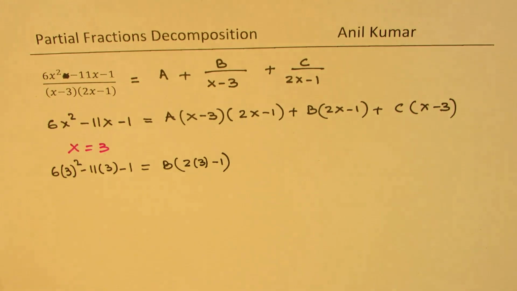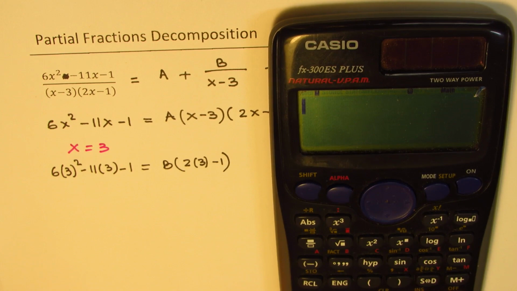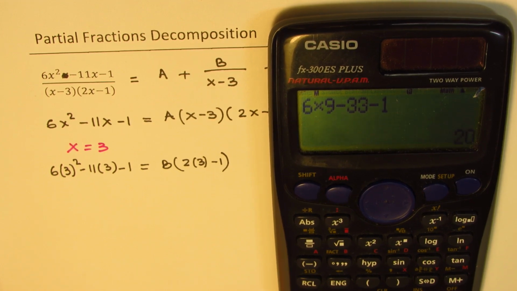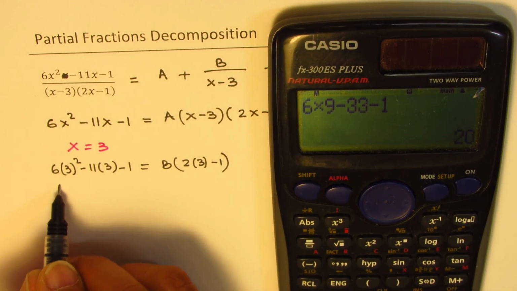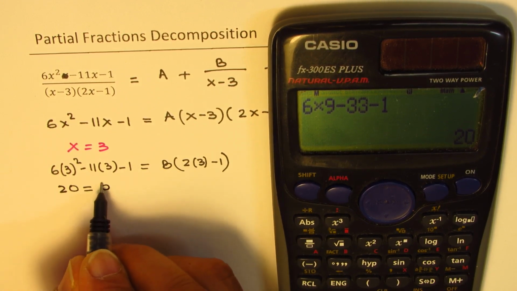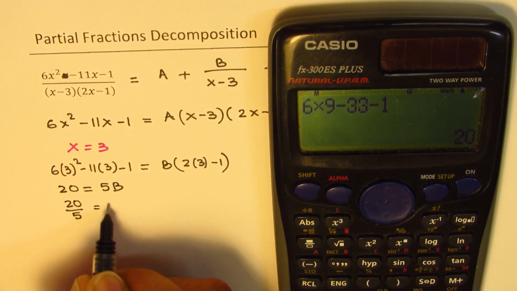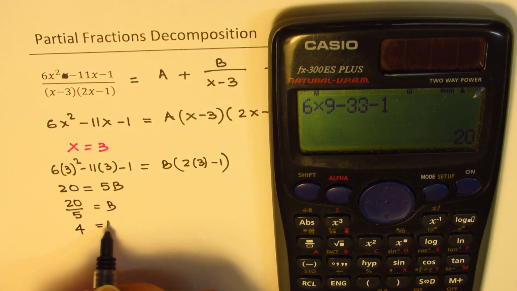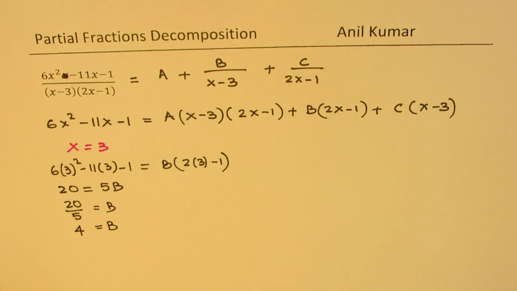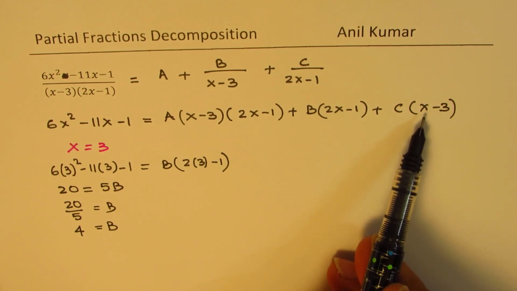So let's use a calculator to find this value. It's not very difficult, but still. So we get 6 times 9 minus 33 minus 1, which is 20. So we get 20 equals 6 minus 1, which is 5, so we get 5b. From here, 20 divided by 5 is the value of b. So 4 is the value for b. Is that clear? So we get one value. That is when we substituted 3.